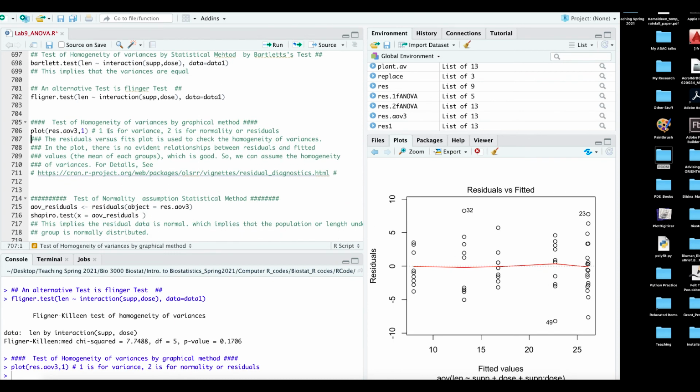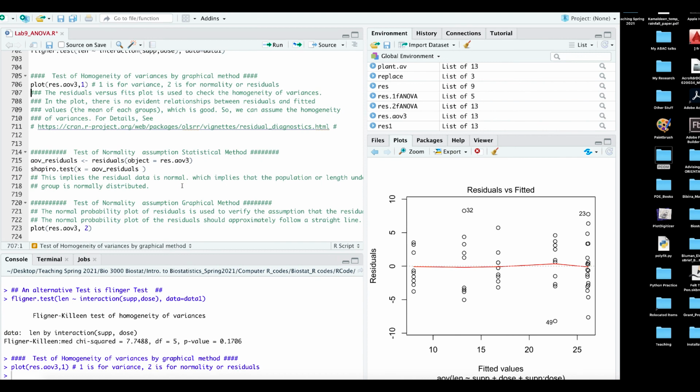So what we get here is that 1 is the variance and 2 is the normality. If you put 1 here, that will check the variance, and if you put 2 here, that will check the normality of the residuals. The residual versus fits plot is used to check the homogeneity of variances. There is no evident relationship between the residual and fitted value. Sometimes you get an increasing or decreasing pattern in that red line. In that case, we say that the homogeneity of variance is violated. Since there are no patterns there, it is not violated.